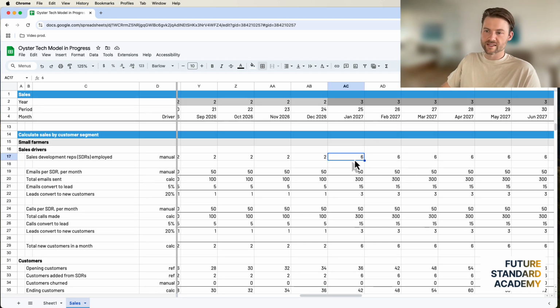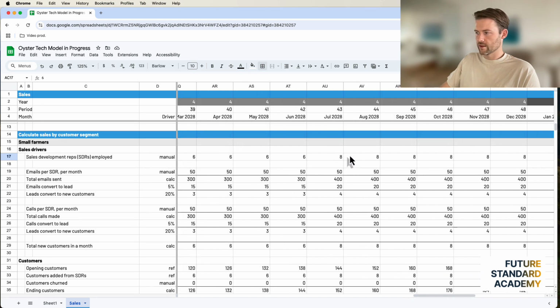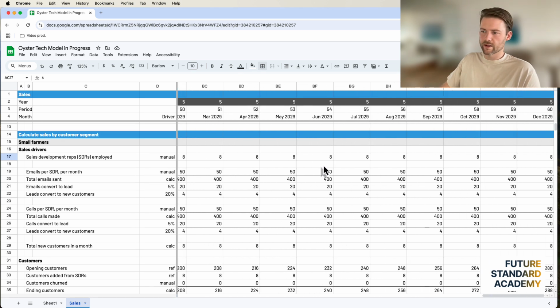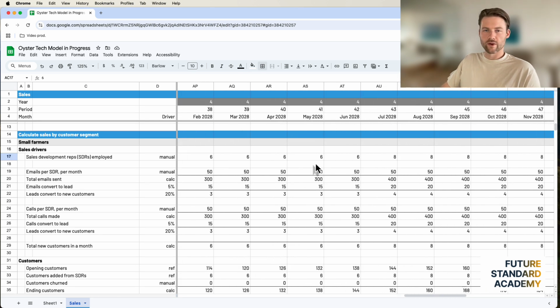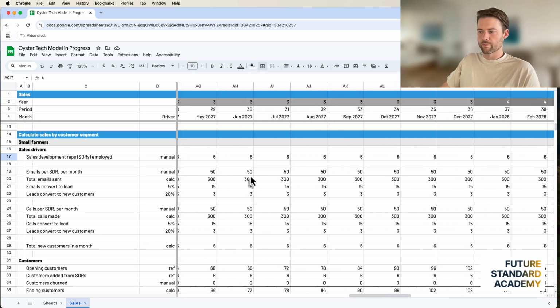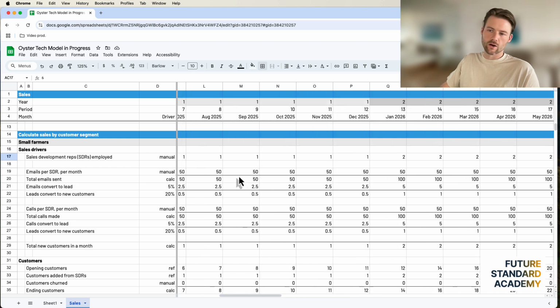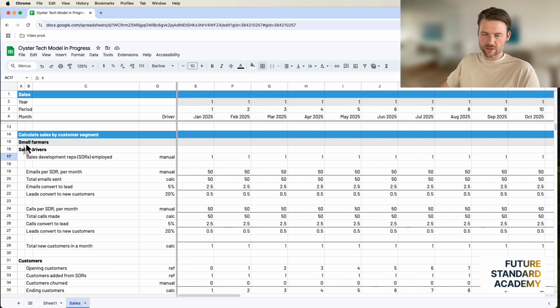So I figured they're going to want to step up their sales development reps in 27 dramatically. And then they kind of just increase a little bit after that. The reason they don't keep increasing at a more exponential rate is because this company is going to deprecate its reliance on these small farmers and move up market into enterprise as soon as they're able, right?